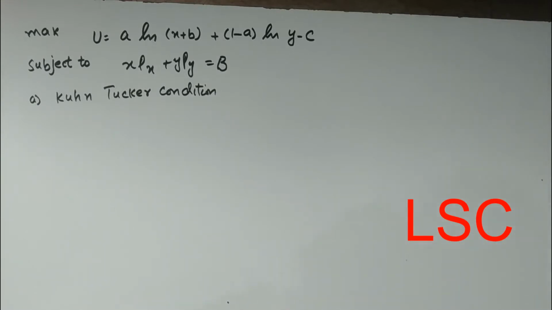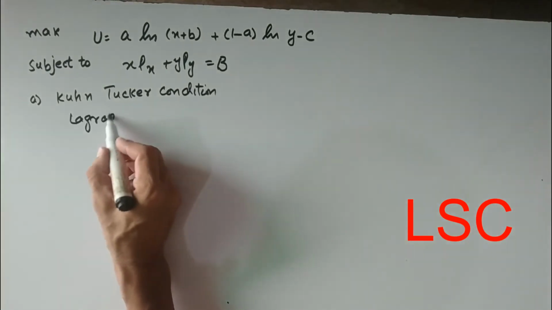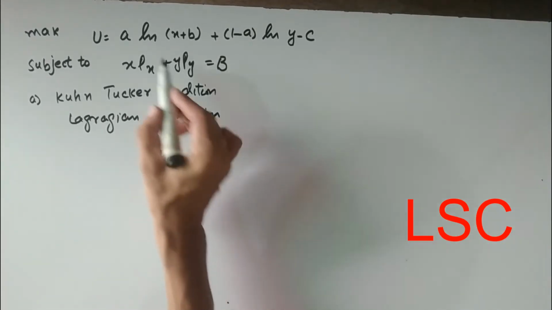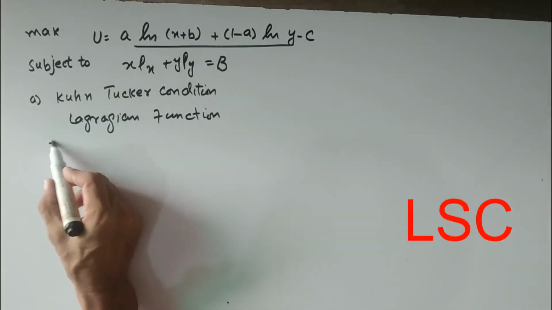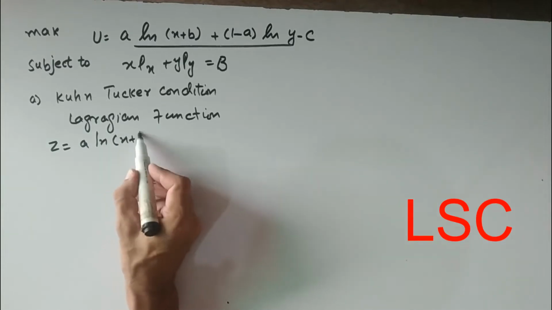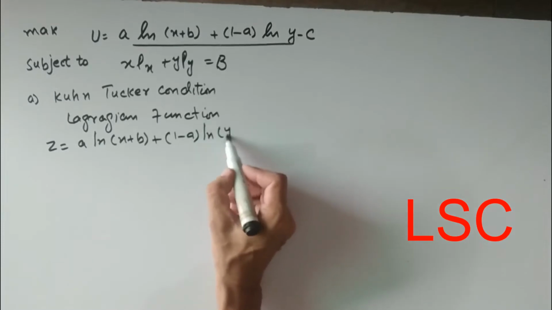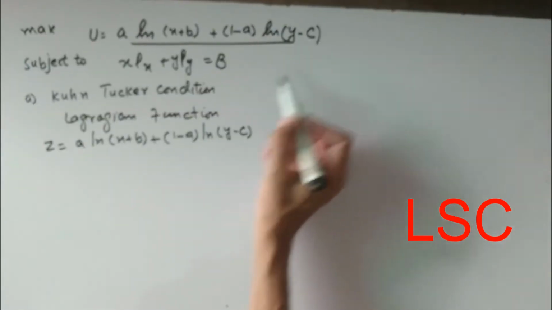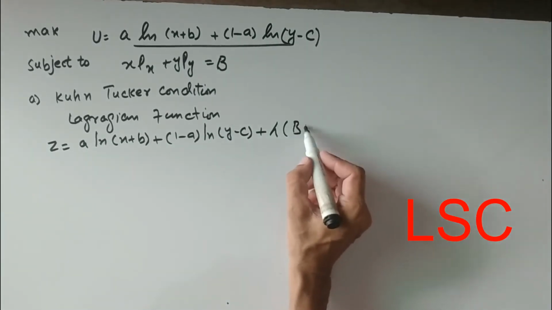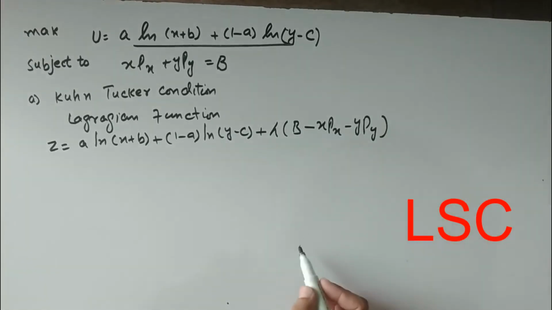First of all we take the Lagrange function, that is the Lagrangian function. This function will be, we can write it as z is equal to a ln(x plus b) plus (1 minus a) ln(y minus c). This is the given function and this will be the constraint. So we can write it as plus lambda into (b minus x px minus y py). So this will be the Lagrange function.